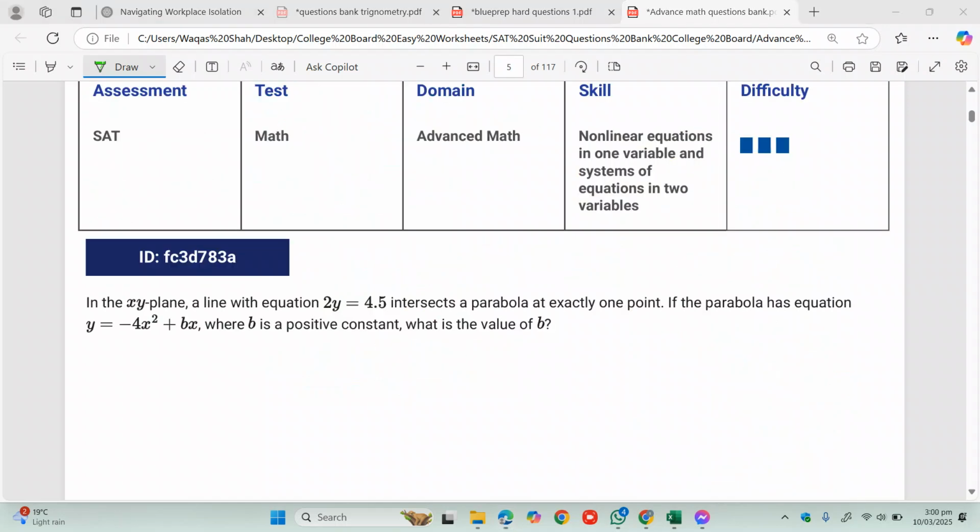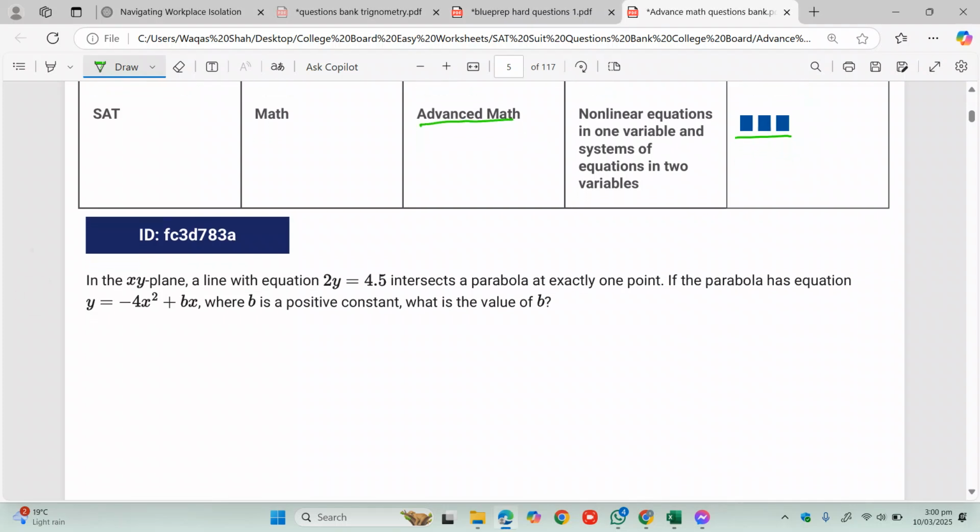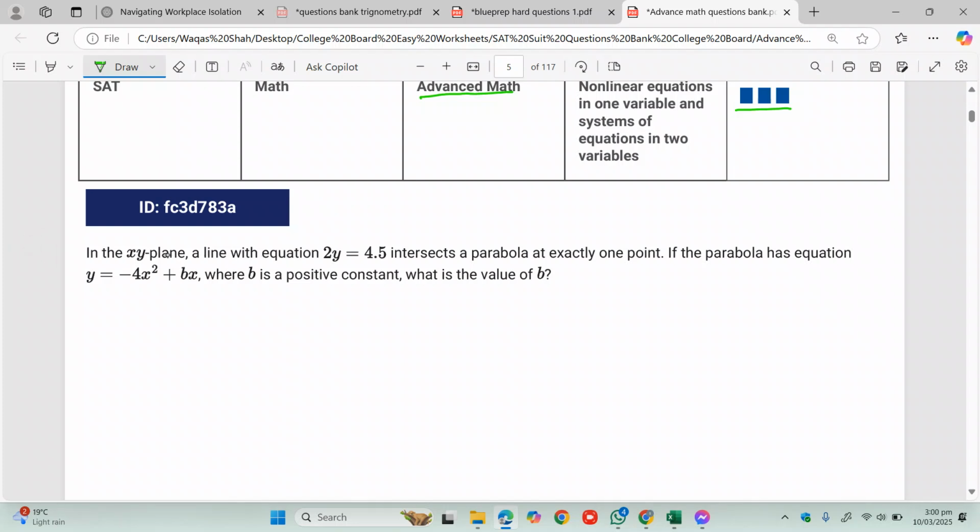Okay, students, the fifth question for this worksheet, Advanced Math from College Board at highest difficulty level, is this one, in which it's given that in the xy plane, the line, so this is the equation of the line, intersects the parabola at exactly 2 points. If the parabola has this equation, where b is a positive constant, what is the value of b?